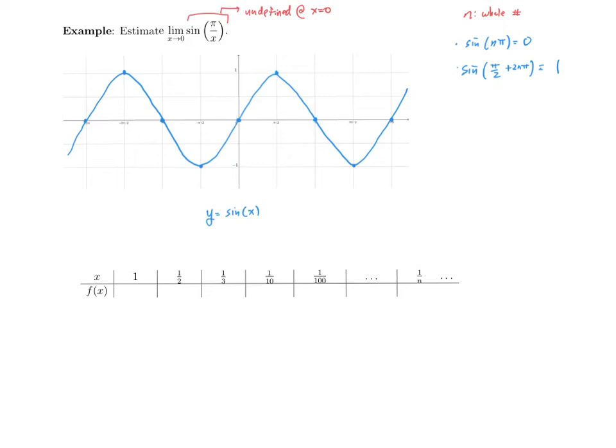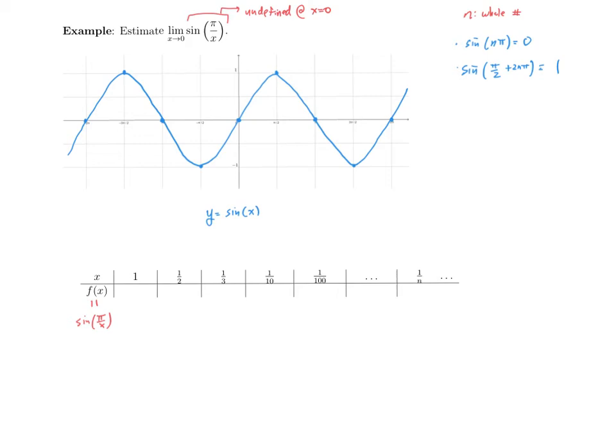So let's turn our attention back to this function f of x, which is sine of pi over x. And what we would like to do is kind of get a little bit of data and think, if we plug in inputs close to 0, what are those associated outputs going to be close to? And one way to plug in something close to 0 is to start farther away, like 1, get closer, 1/2, 1/3, 1/10, 1 over 100.